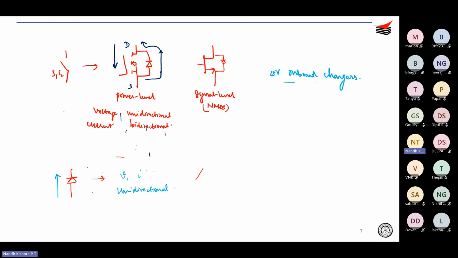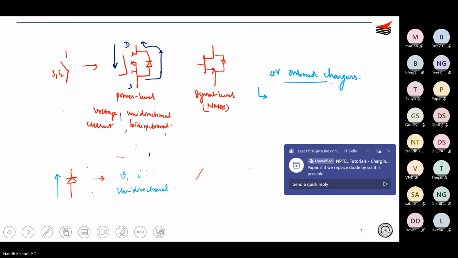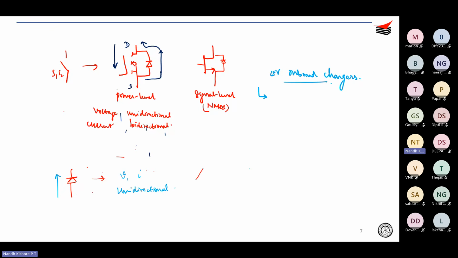Just to make you familiar with the ratings. Okay, so generally, yeah, you can replace diodes with SCRs, but yes, that is correct. You can replace diodes with SCRs, but the point is that generally we don't use SCRs for such low power applications. So these EV onboard chargers are, let's say, rated for, this is a single phase, right?